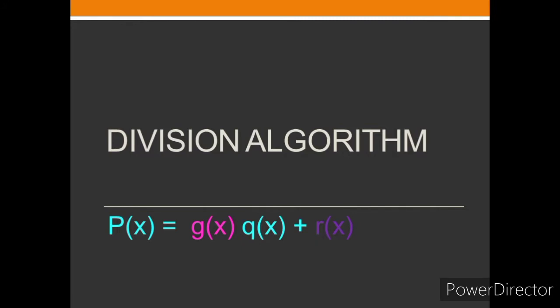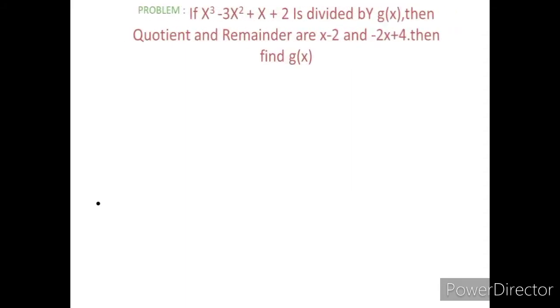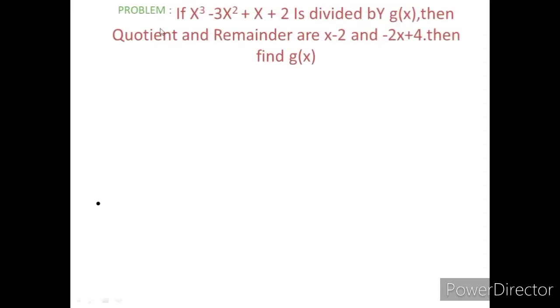I would like to explain one problem on this division algorithm. You can find this in the fourth exercise as the fourth problem. The problem is like this: if x cube minus 3x square plus x plus 2 is divided by g of x, then the quotient and remainder are x minus 2 and minus 2x plus 4, then find g of x.